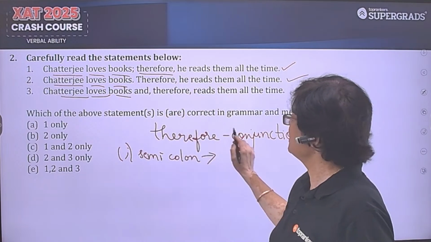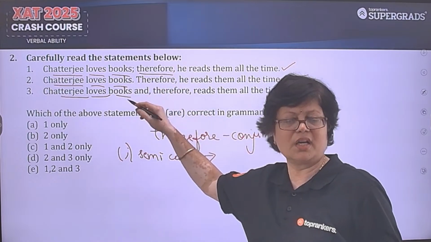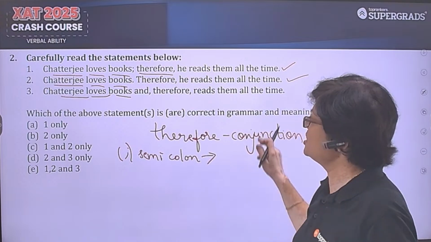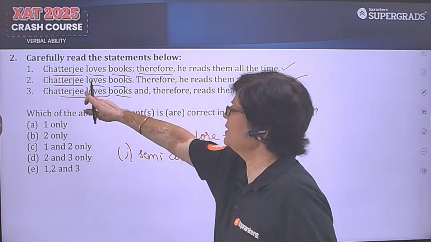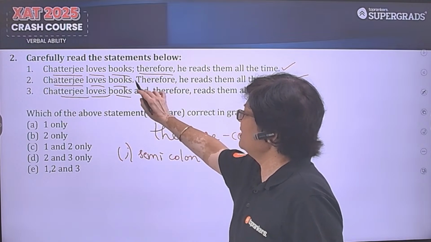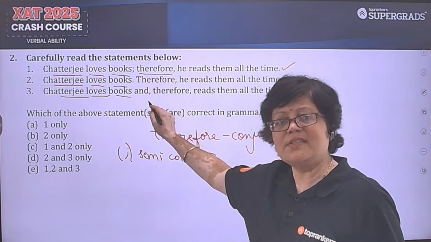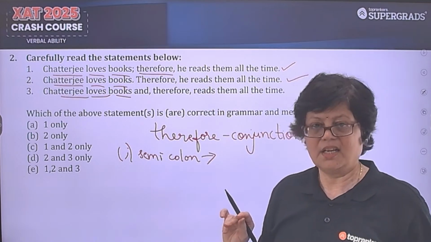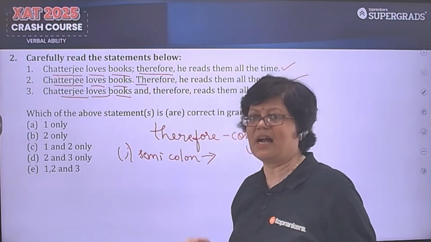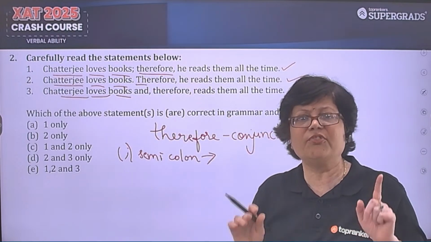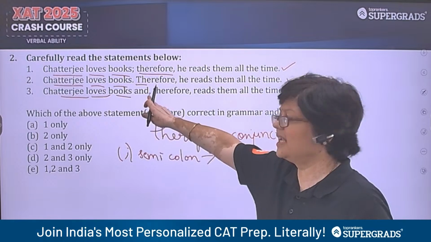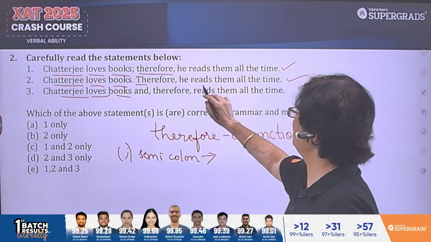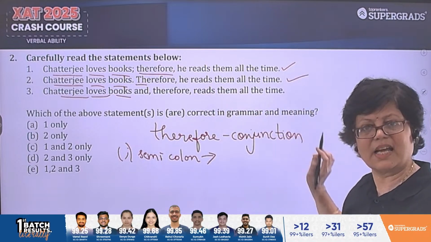Because as I said, semicolon almost plays the role of a full stop, but with one thought leading to the other. So in the same way you find here, after the first one, the full stop has been mentioned. Now, since there is a full stop, the second sentence has to start with a capital letter, right? So that is why this therefore will start with T. Again, another rule of punctuation marks. Once a sentence gets over, the next sentence has to start with a capital letter. Therefore, he reads them all the time. So this is again correct.